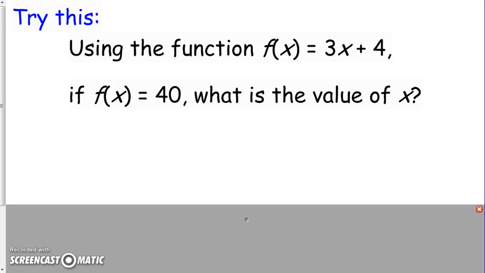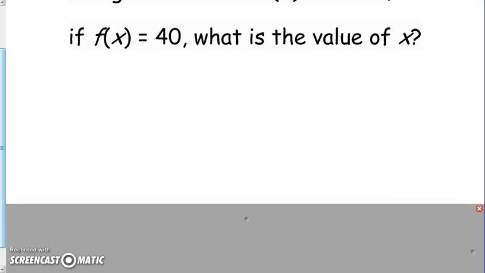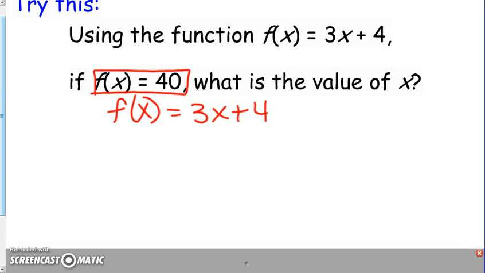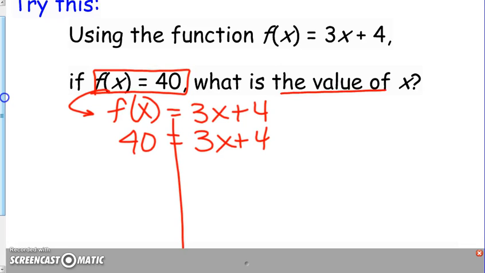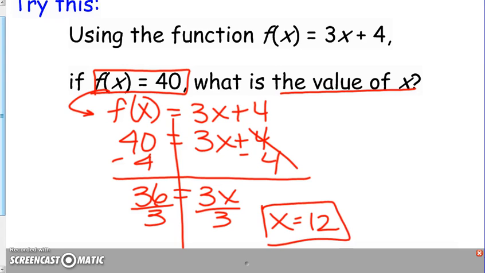Alright, let's try another using the function f of x equals 3x plus 4, f of x equals 40. What is the value of x? We are going to do it exactly the same way. So f of x equals 3x plus 4. F of x equals 40. So wherever f of x is, we're going to plug in 40. 40 equals 3x plus 4. We'll solve for x because it wants to know what is the value of x. So minus 4, minus 4. You have 36 equals 3x. Divide by 3, divide by 3. X is equal to 12. So when x equals 12, you know your y will equal 40.